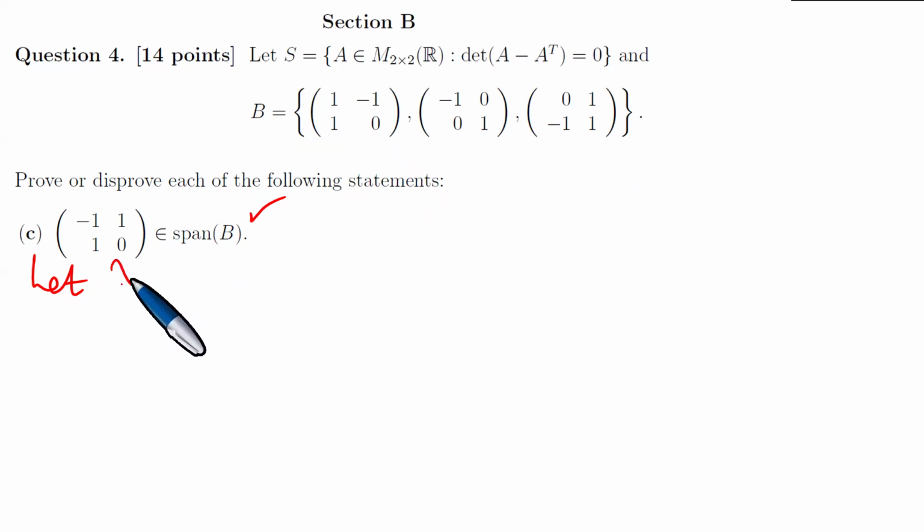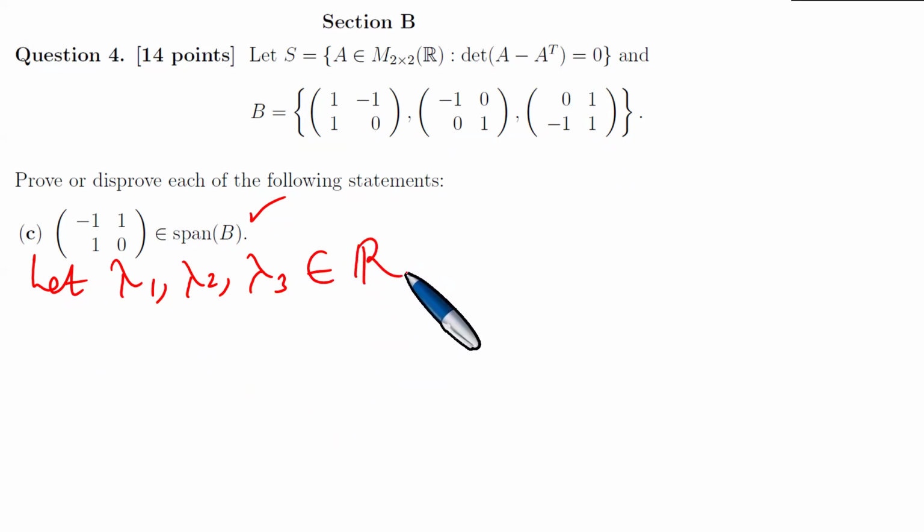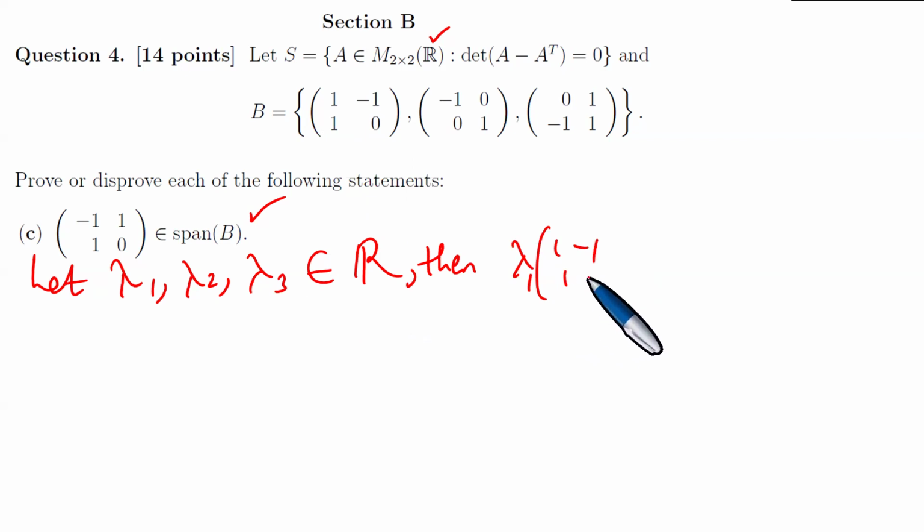We need to let lambda 1, lambda 2, lambda 3 be members of the real numbers. You can also call them A, B, C. Why real numbers? Because this is a vector space with real entries, and the understanding is that the field from which you take the scalars is the set of real numbers. Then we can take lambda 1 and multiply the first matrix.